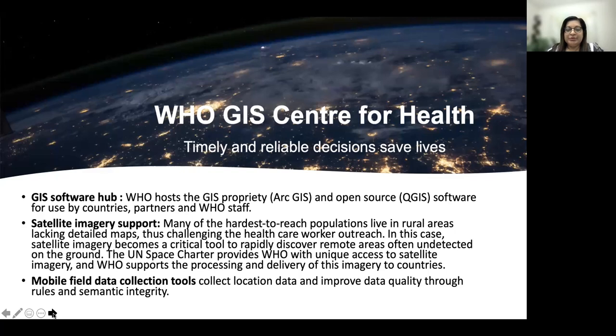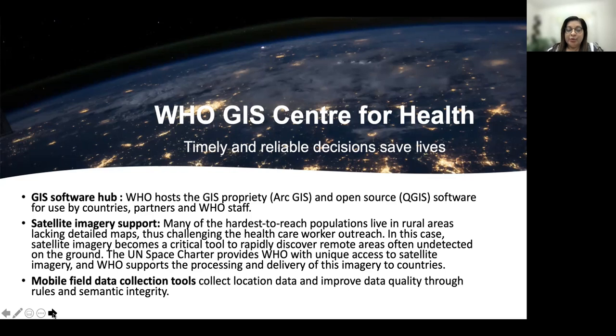Some of these services from the World Health Organization include a GIS software hub, which hosts proprietary and open source software for use by countries, partners, and staff, and satellite imagery support. Many of the hardest to reach populations live in rural areas lacking detailed maps, which challenges health worker outreach. In this case, the imagery becomes a critical tool, and the Space Charter provides WHO with unique access to satellite imagery, and the WHO supports the processing and delivery of this imagery to countries.